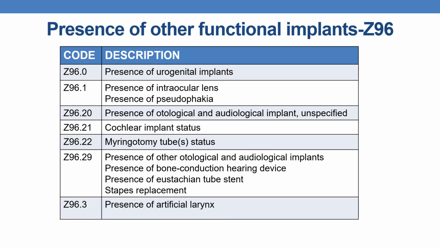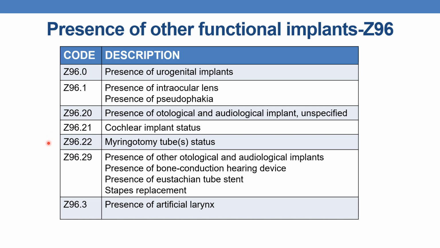The next category is Z96, which deals with presence of other functional implants. The first code is Z96.0. It indicates the presence of urogenital implants. The next is Z96.1. It indicates the presence of intraocular lens or presence of pseudophakia. The next is Z96.20. It indicates presence of otological and audiological implant unspecified. The next is Z96.21. It indicates cochlear implant status.